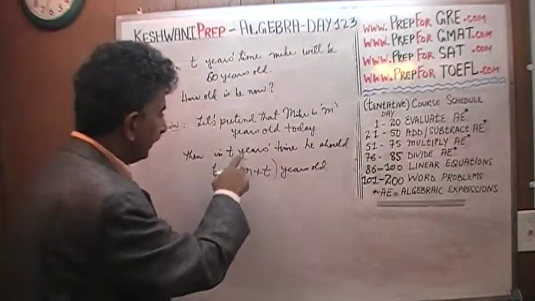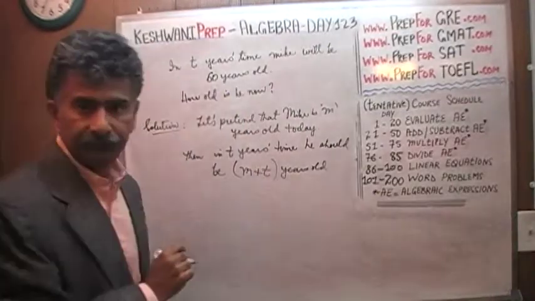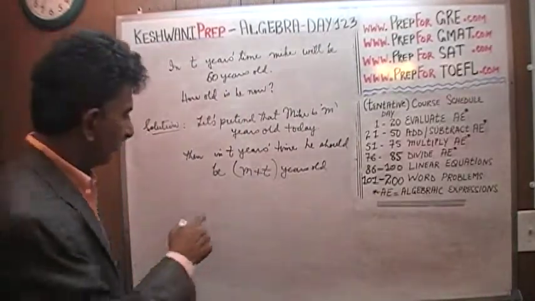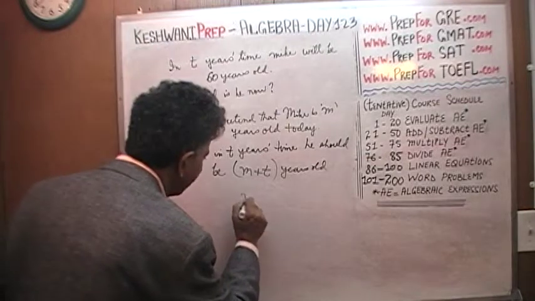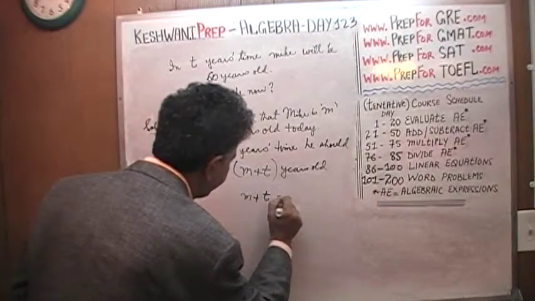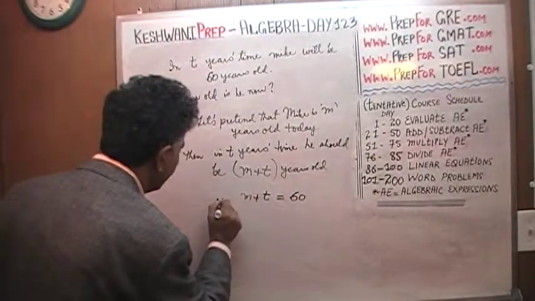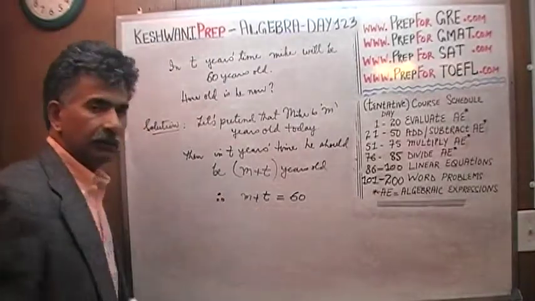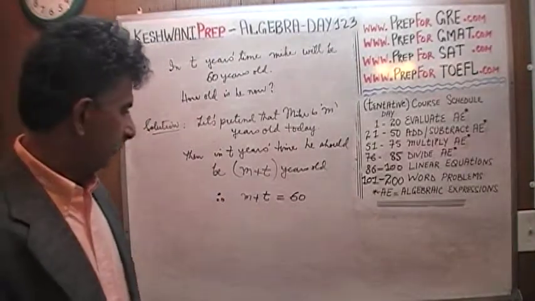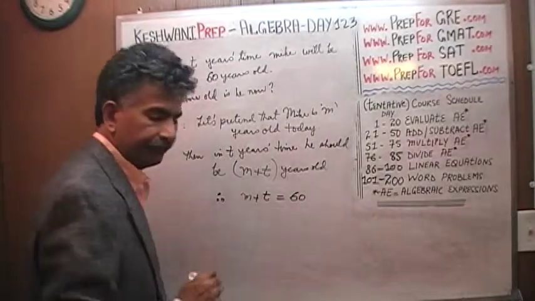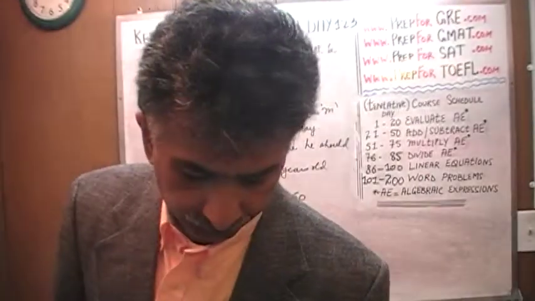But we are told that in T years time he is 60. We are told that in the problem. Therefore this amount, whatever that is, must equal 60. Therefore M plus T must equal 60. And now all we have to do is solve for M. That's all. Because M is our unknown.